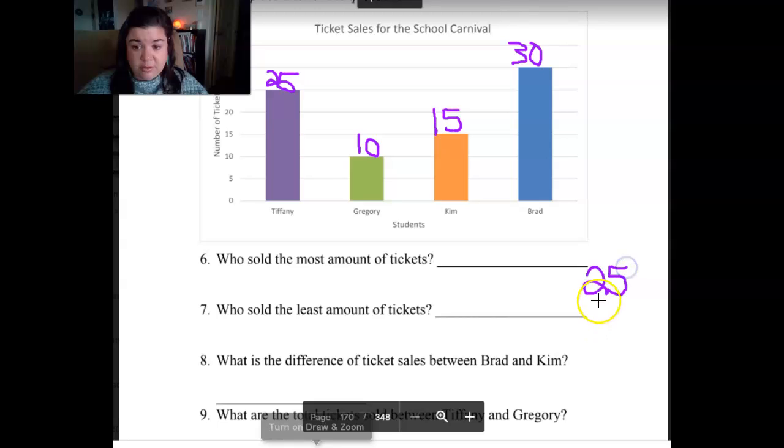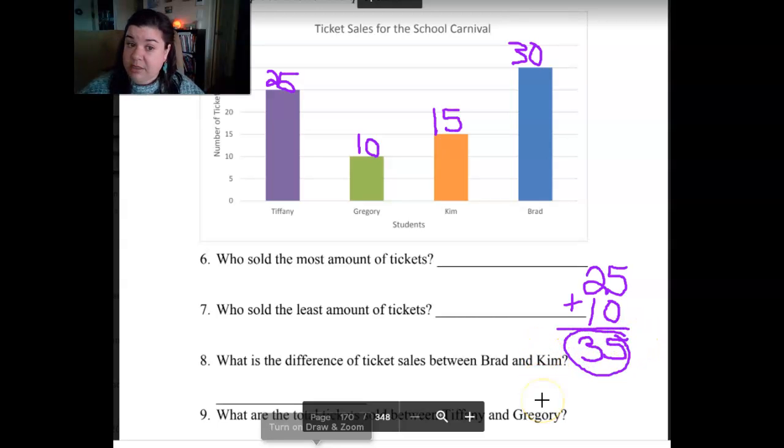25, 10. Now, we want to know the total tickets sold between them, so it should just be plus or minus. Plus. Okay, so pause the video, work out this problem, and then come back and check your answer, okay? All right, let's check this out. So 5 plus 0 is 5. 2 plus 1 is 3. So together they sold 35 tickets.